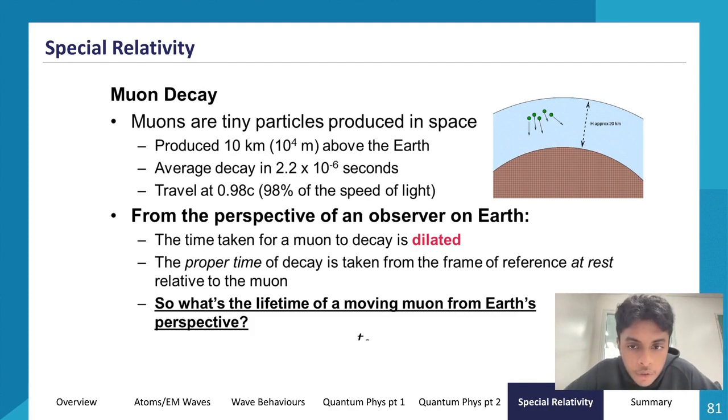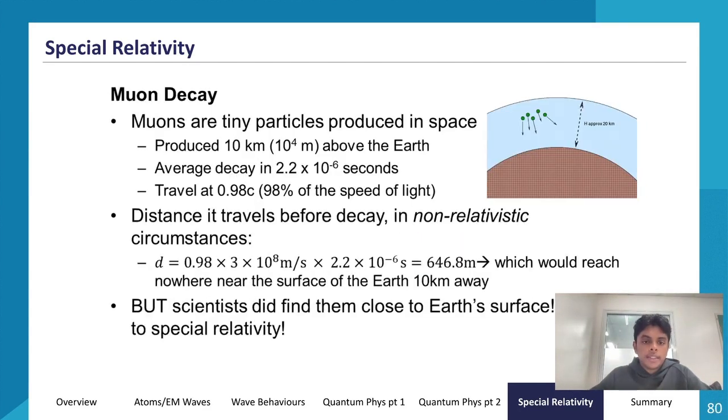From the perspective of an observer on Earth, the time taken for a muon to decay is dilated. The proper time of decay is taken from the frame of reference at rest relative to the muon. So what's the lifetime of a muon moving from Earth's perspective? To find the answer to this question, what you would do is you dilate this value, 2.2 times 10 to the negative 6 seconds.